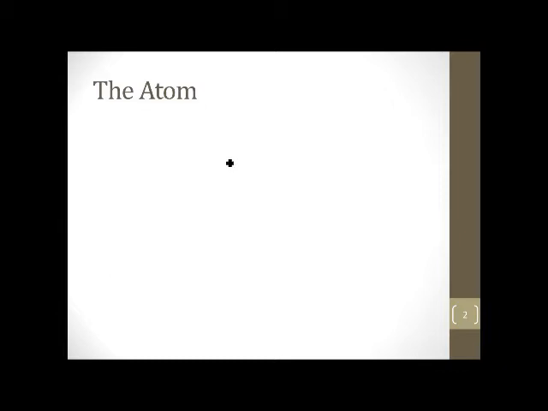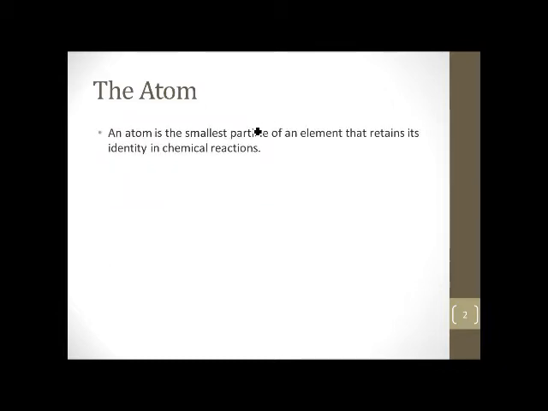All right, so first let's talk about the definition of the atom. You guys kind of know this already, but an atom is the smallest particle of an element that retains its identity in chemical reactions, right? So if you have a block of iron, for example, and we cut it until we get the teeniest tiny piece, looking under the world's most powerful microscope, the smallest possible piece that's still iron would be the atom.